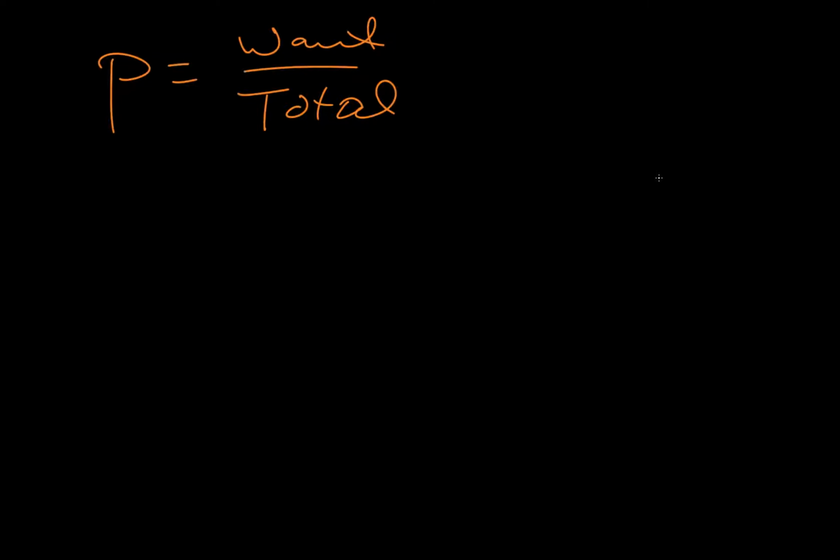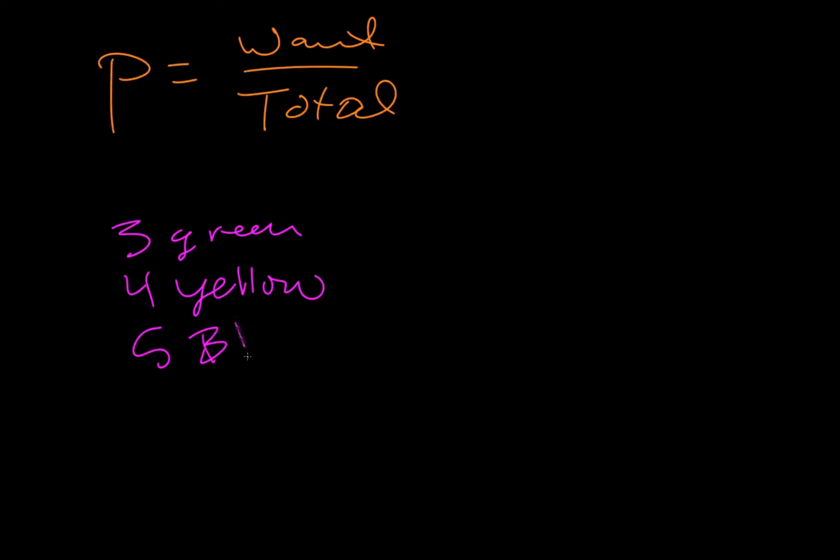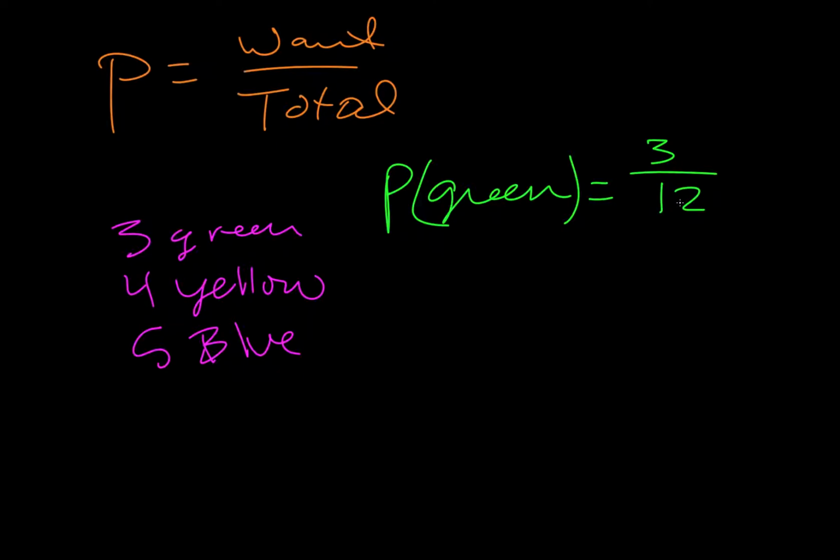It says a ticket is randomly selected from a basket containing 3 green, 4 yellow, and 5 blue tickets, and determine the probability of getting a green ticket. So probability of green: once again, there's 3 of the thing we want, and we divide it by the total, so 5, 6, 7, 8, 9, 10, 11, 12. So 3 over 12, which becomes 1/4.